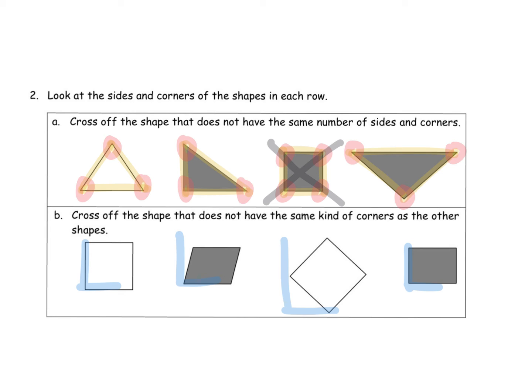Now I'm going to draw squares in each of the corners of our shapes. Here you can see that the only shape that doesn't have even squares for their corners is our parallelogram. This means that our parallelogram doesn't have the same types of corners as our other shapes, and we can cross it off.